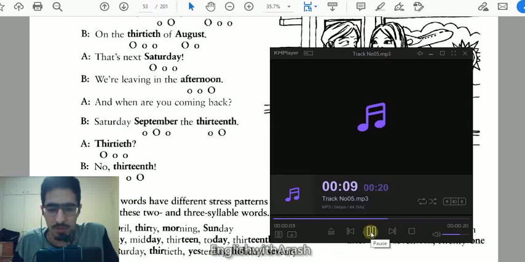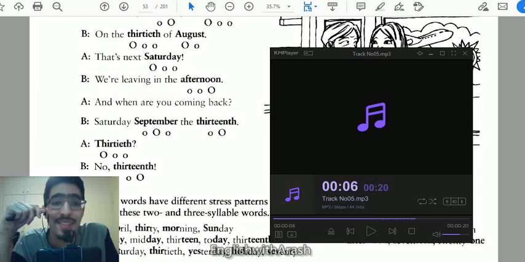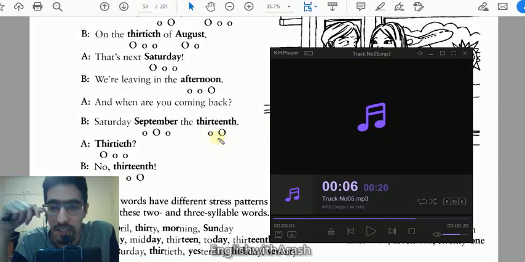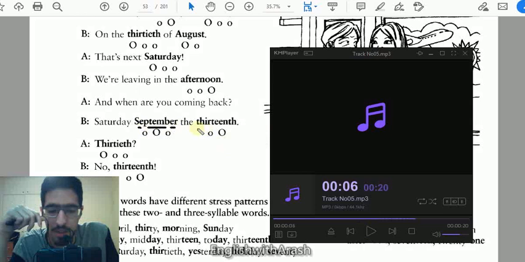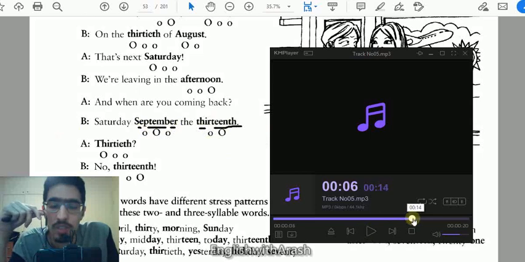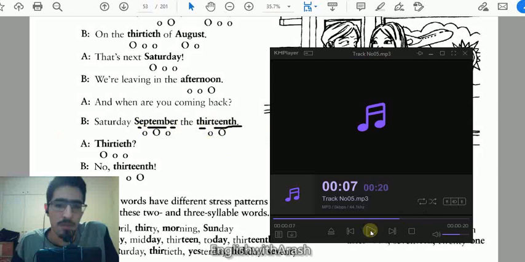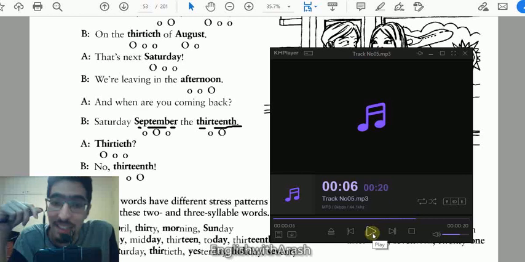Coming back. Saturday, September the 13th. So September the 13th. This part is longer and louder. Saturday, September the 13th. It'll be good if you can repeat it. Definitely do it at home. September the 13th. Saturday, September the 13th.